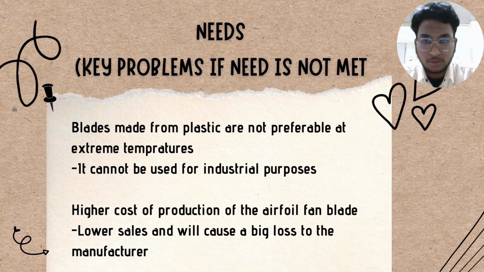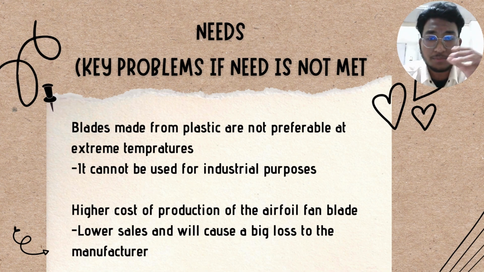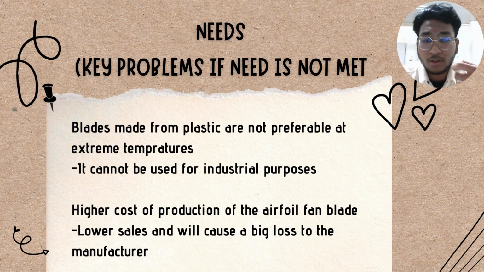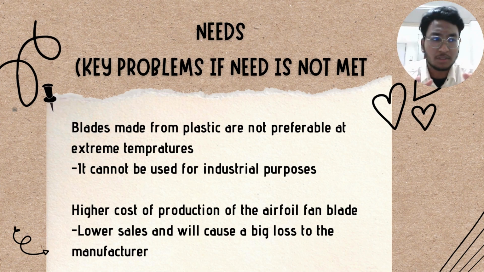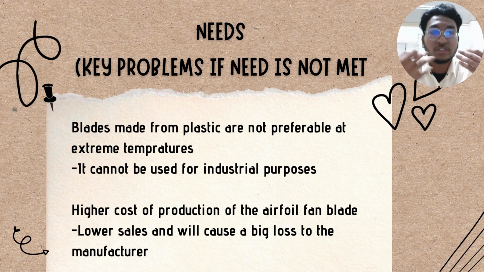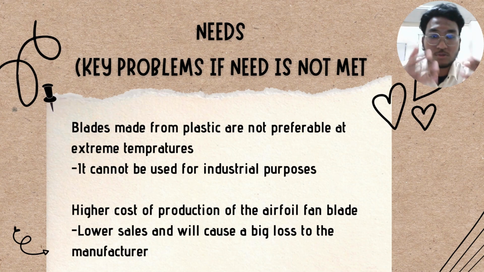All right, now I'm going to talk about key problems if the need is not met. The blades made from plastic are not preferable at extreme temperatures. Why? Because it cannot be used for industrial purposes. Plastic is not a material that can withstand a high temperature surrounding. In industrial places, the temperature of the surrounding might be too high for the plastic, resulting in the plastic maybe melting or becoming soft, and that will result in unwanted accidents and injuries. That's why it's not preferable at extreme temperatures or for industrial purposes.